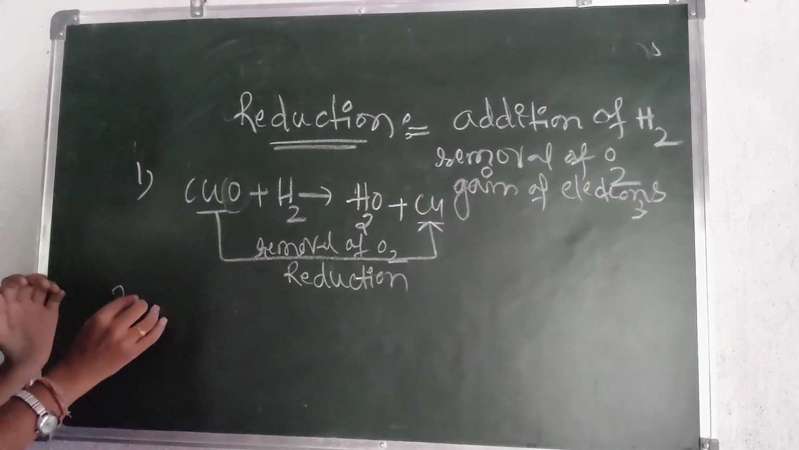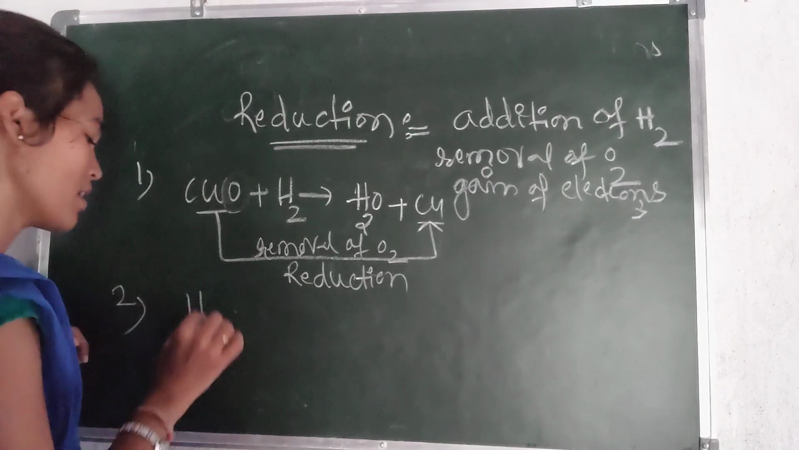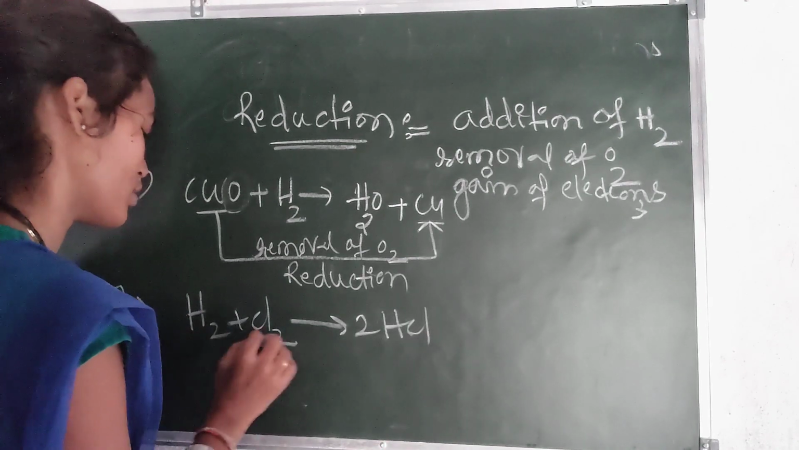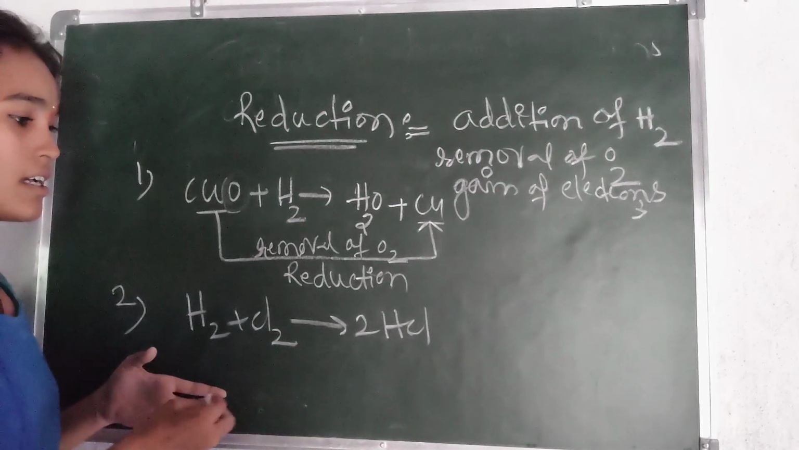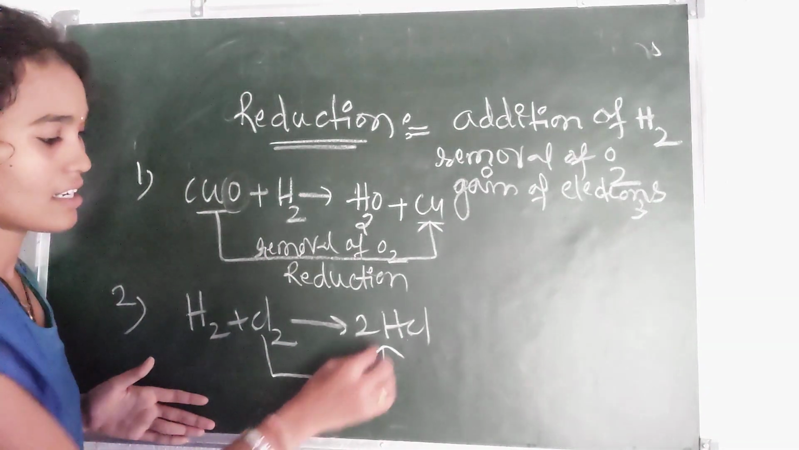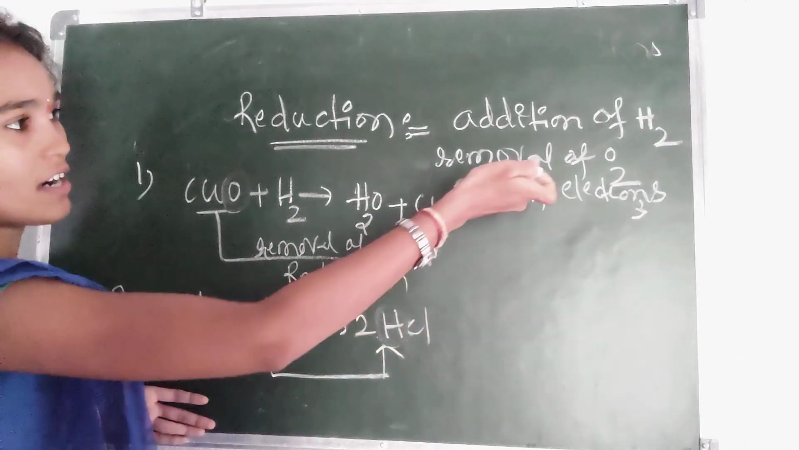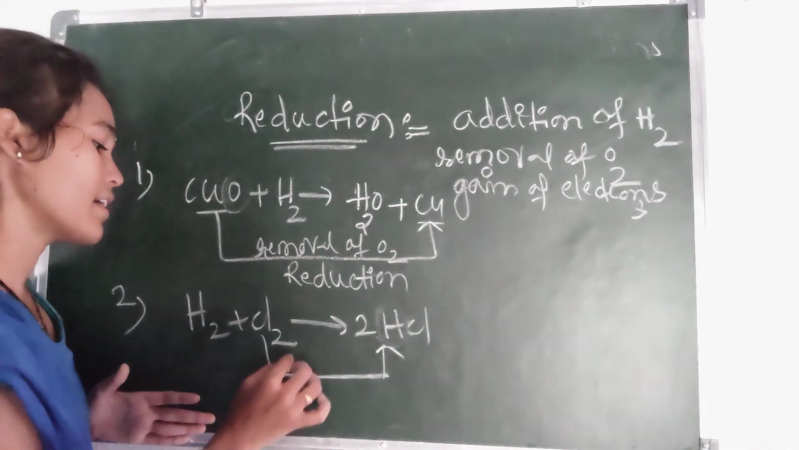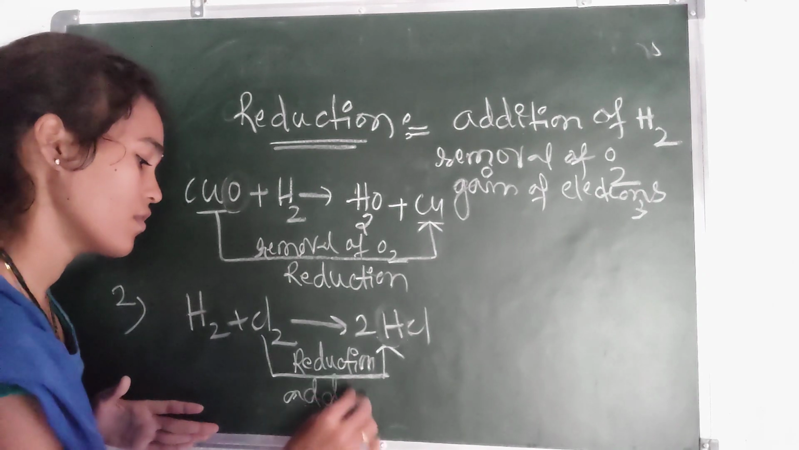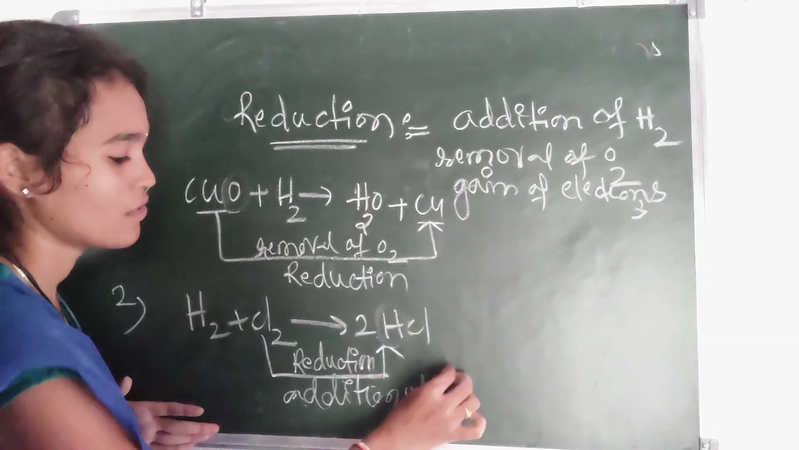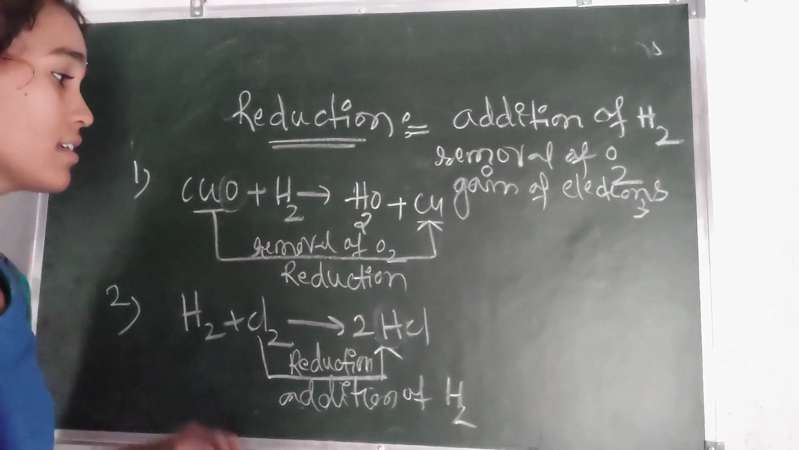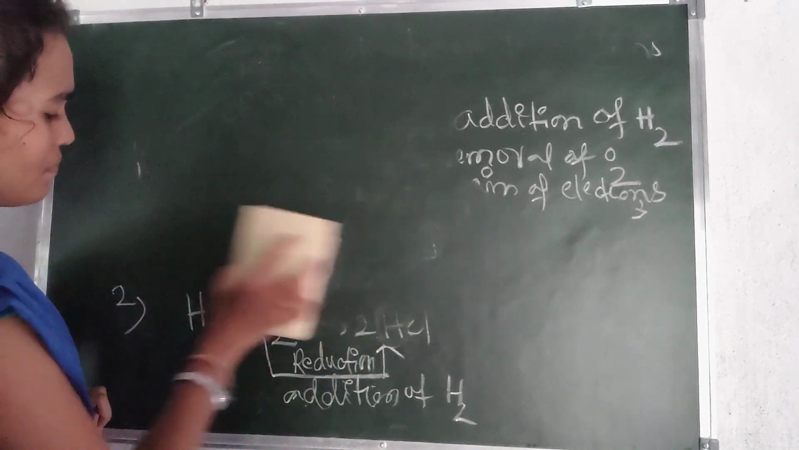And see the second one, H2 plus Cl2 gives rise to 2HCl. See what is happening here: H2 and Cl2 go to HCl. Here addition of hydrogen is taking place. Addition of hydrogen is what? Reduction. Addition of hydrogen is nothing but reduction. So this one clear? Okay, so let's talk about redox reaction.